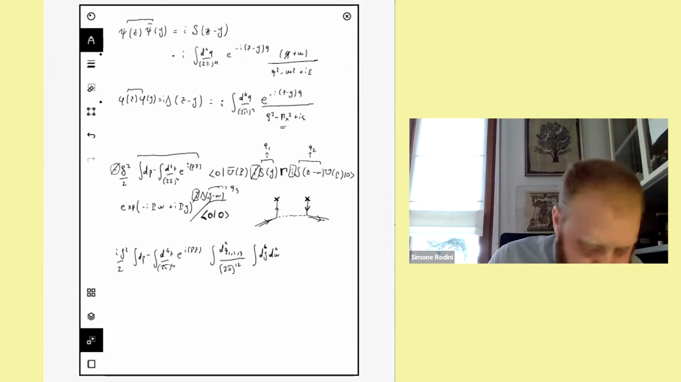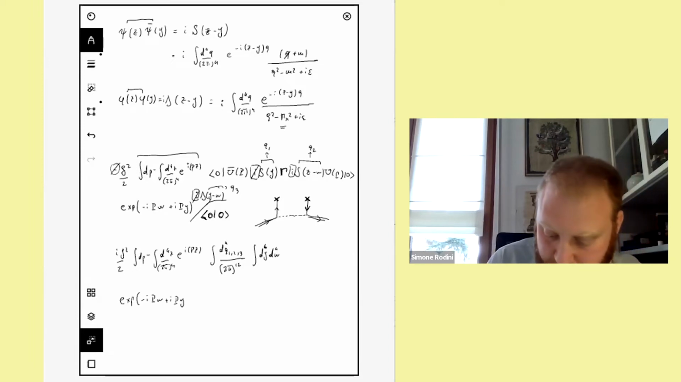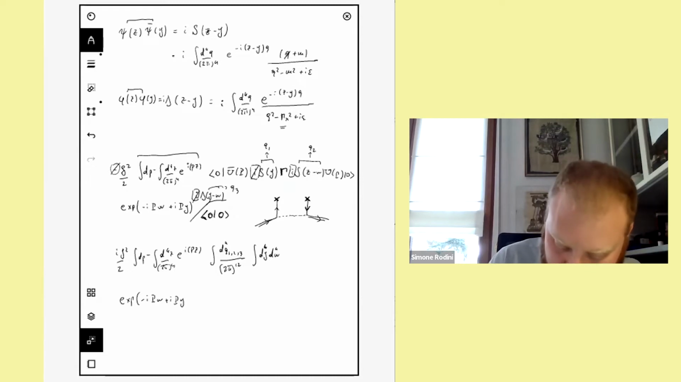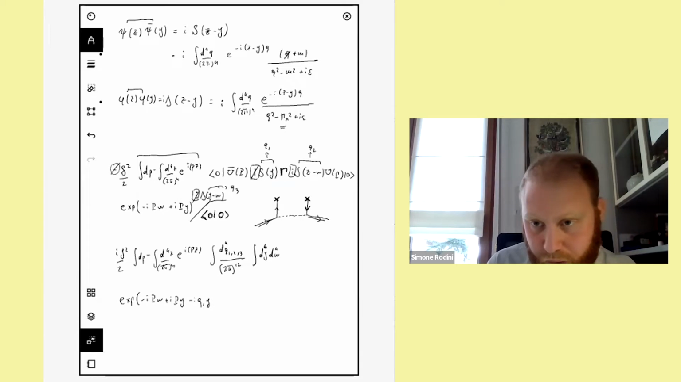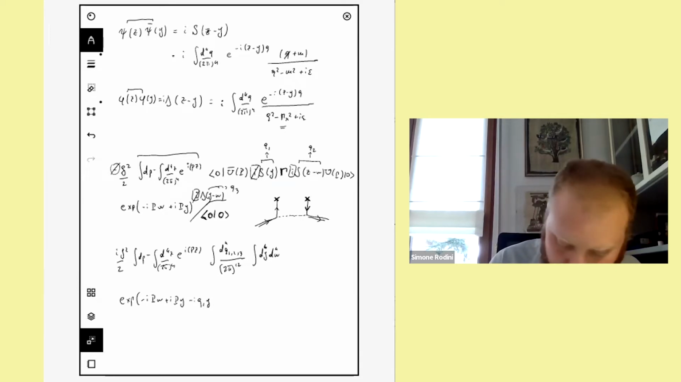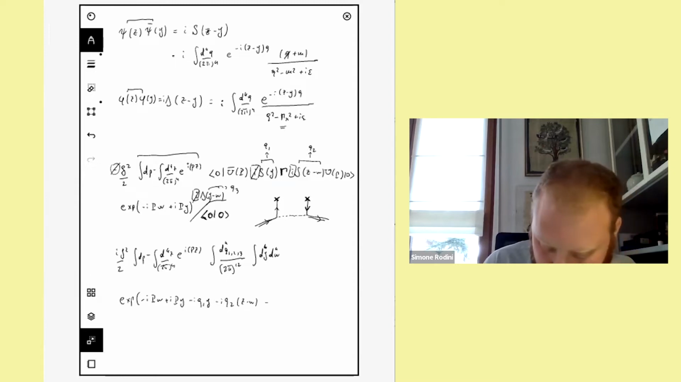And then you have these two exponentials from the proton state. So it is minus i P w plus i P y. Then you have the exponentials for the propagators. So the first one is minus i q1 y, and these are all four-dimensional products. Then you have the second one, so it is minus i q2 (z minus w). And then minus i q3 (y minus w). These are all the exponentials that you have.